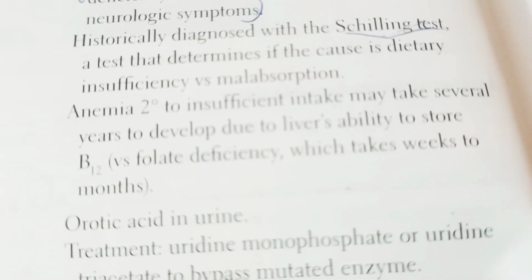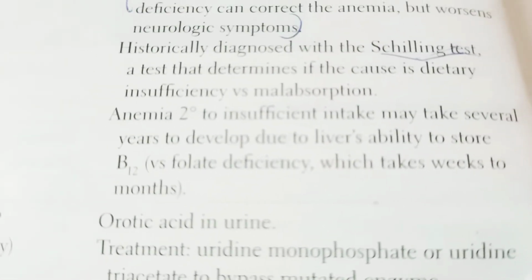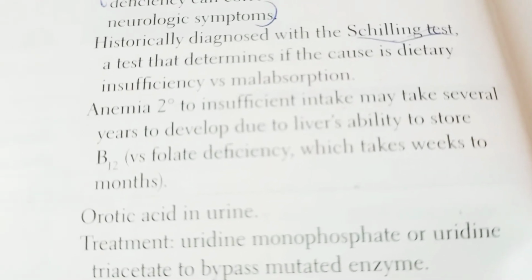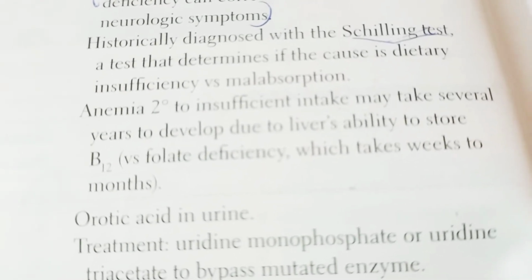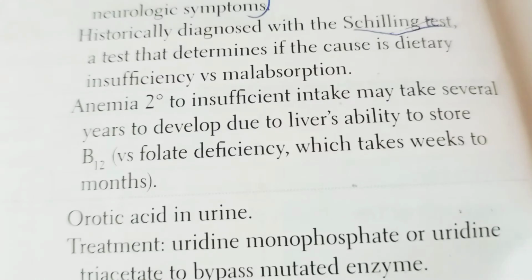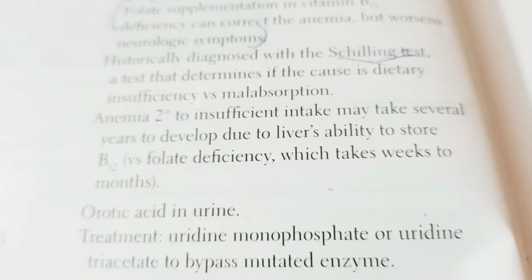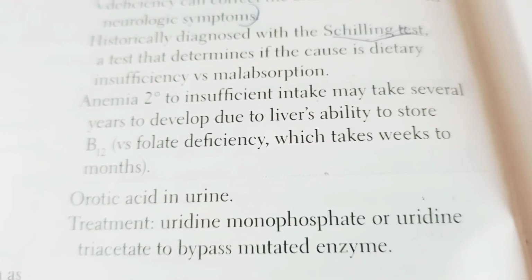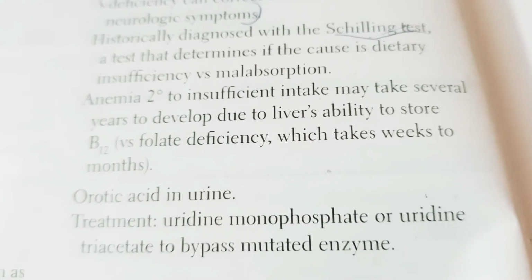If anemia is secondary to insufficient intake, then it may take several years to develop, due to the liver's ability to store B12. Actually, if someone is getting B12 deficiency, it goes on for several years because the liver already stores B12. But folate deficiency takes weeks to months. Folate deficiency only takes weeks to months.